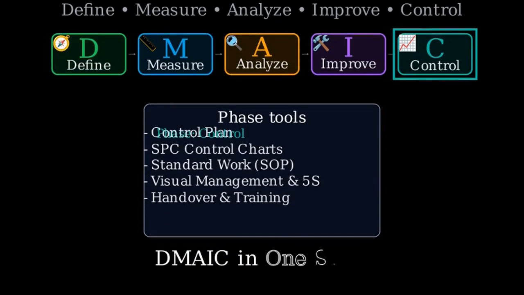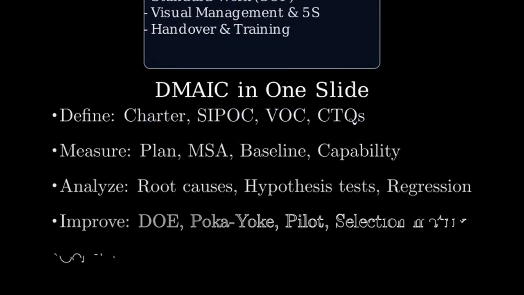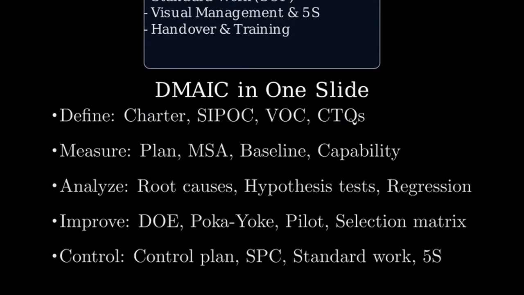To summarize, DMAIC guides you from defining the problem to measuring and analyzing root causes to improving and controlling the process. Start with a clear charter and a simple SIPOC. Measure with reliable data, analyze with facts, improve with tested solutions, and control with standard work and monitoring.